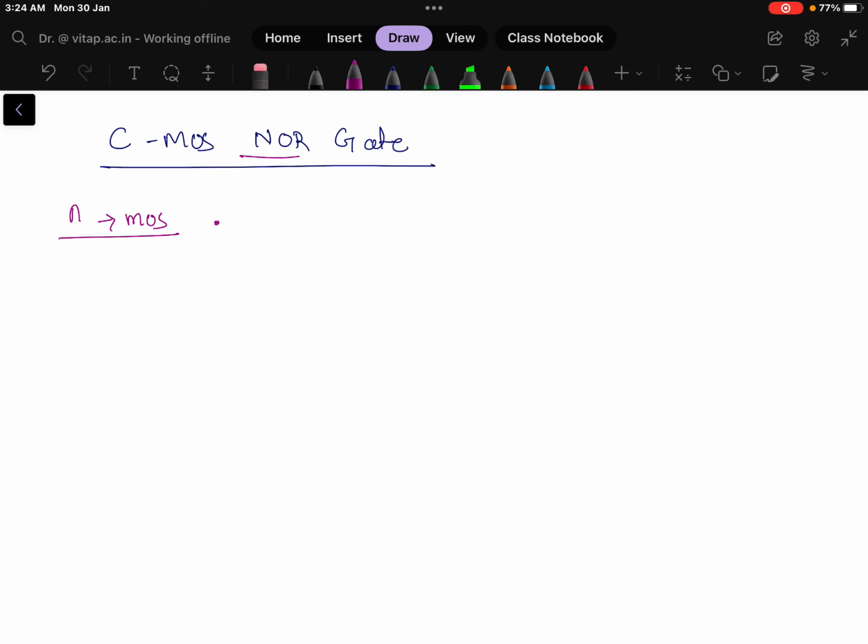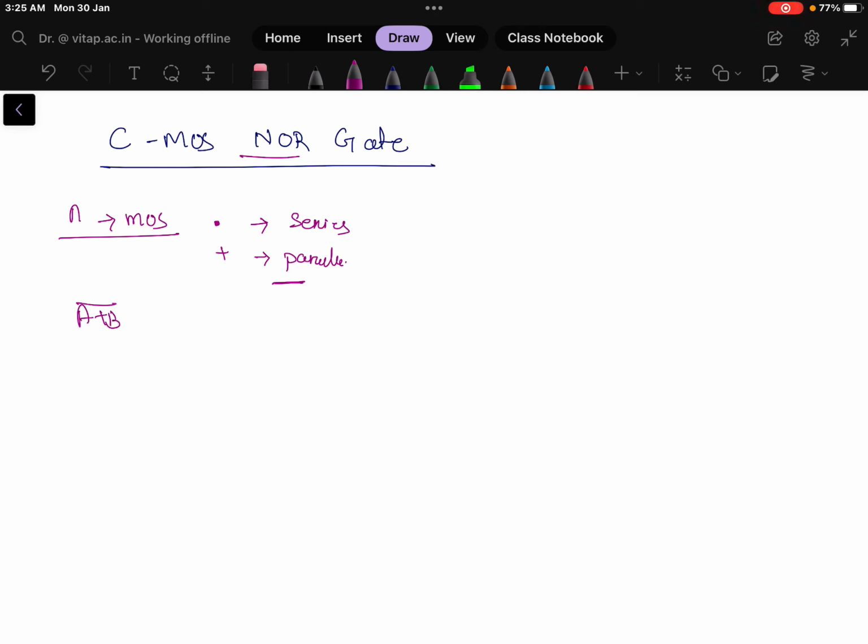For nmos, if dot or multiplication is there, then this will be your series, and if addition is there, this will be your parallel. So just keep in mind this thing, then we can do it. So NOR gate means what? NOR gate means A plus B bar. So if A plus B is there, then what do I need? I need a parallel connection between A and B.